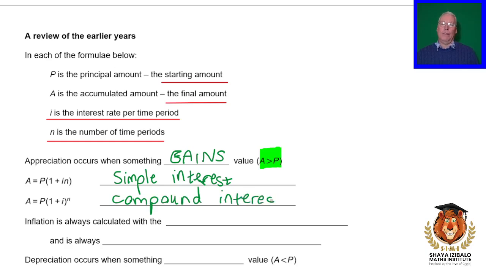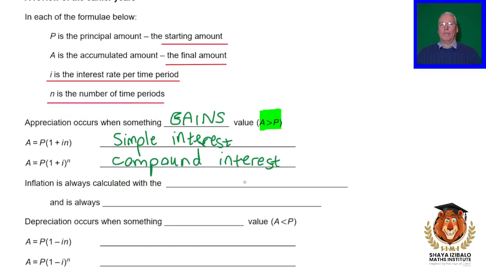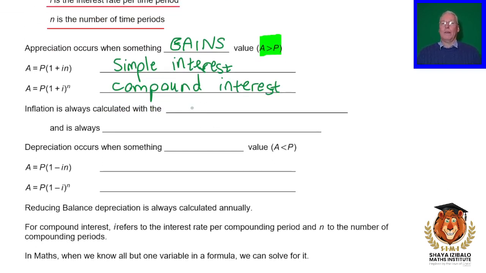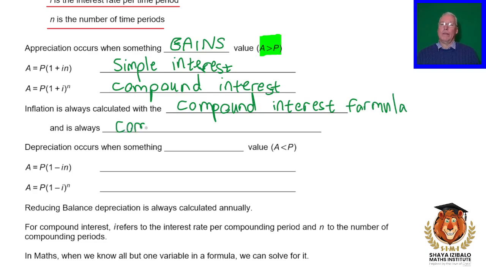Now inflation is always calculated with the compound interest formula. And it is always compounded annually. So inflation is always compounded, and it is always compounded annually, every year.